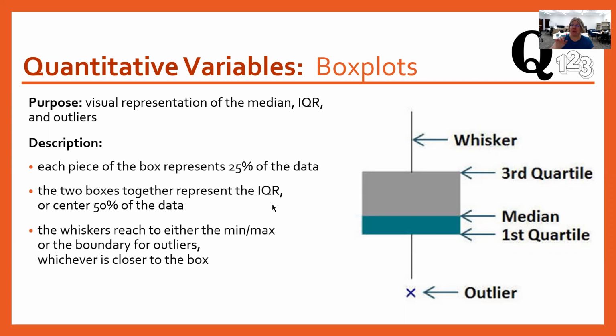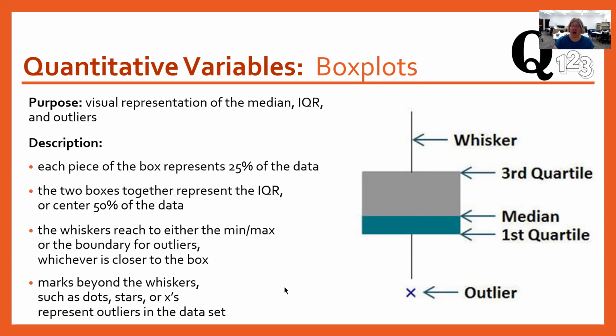And then the whiskers that come out from the top and the bottom of the box either go to the min or the max, or they go to the boundary line for the outliers, whichever it happens to come across first as it leaves the box. In this case, at the top of the box, where the line ends is going to be our max. At the bottom of the box, this line extends down to where the boundary line is for the outliers, and then the min itself is actually an outlier.